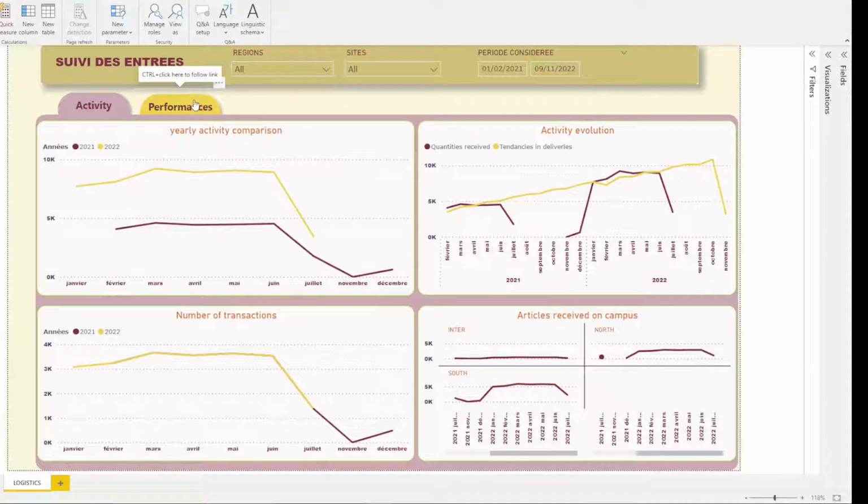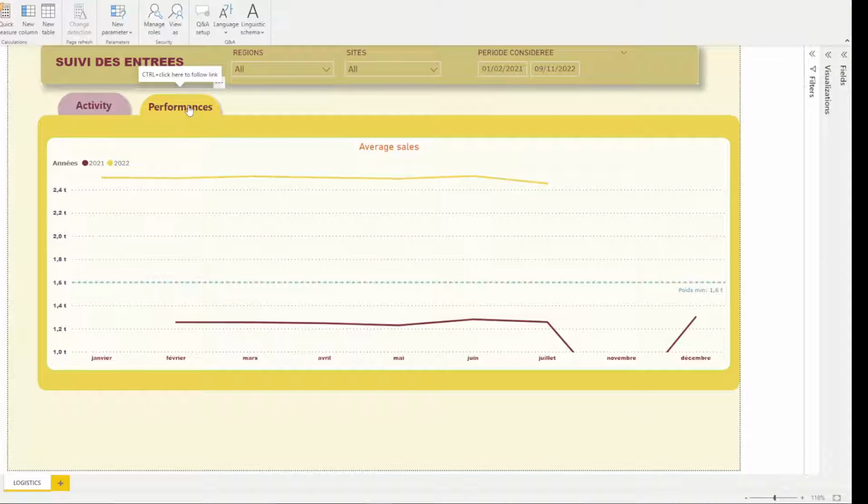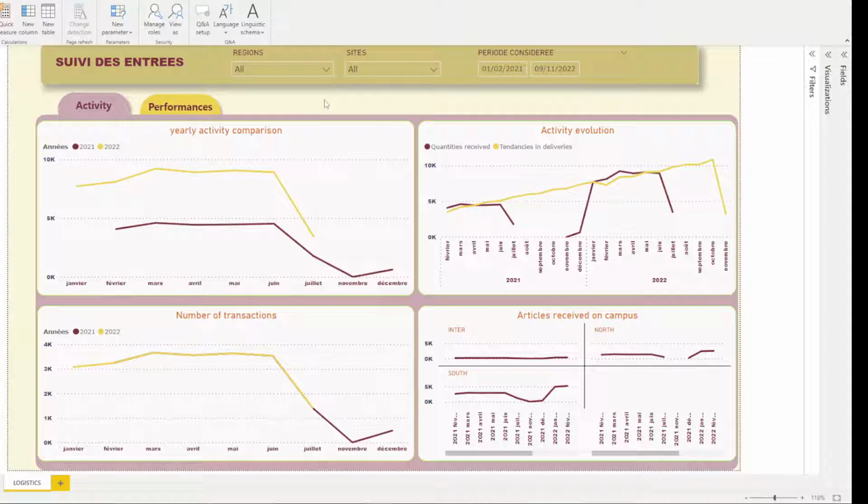Since some information didn't fit in one page, but we didn't want more pages, I suggested that we use this little system here. Using bookmarks, I just had those little pills here that make you switch from one screen to another, so that you can see your average sales and comparisons here, and then you can come back on the overview. So having multiple views in the same page is very practical.